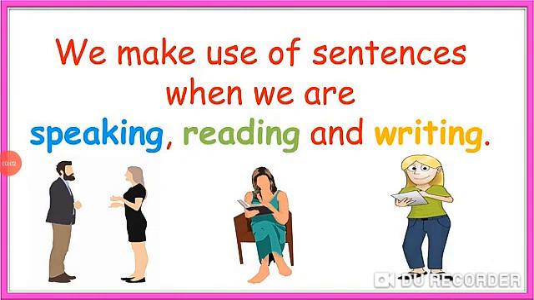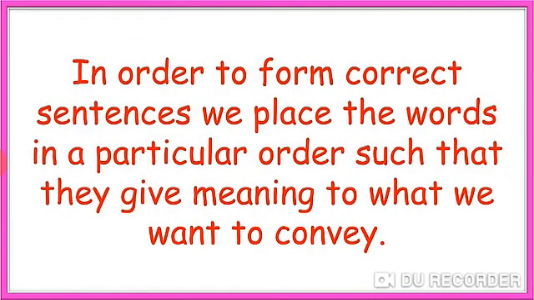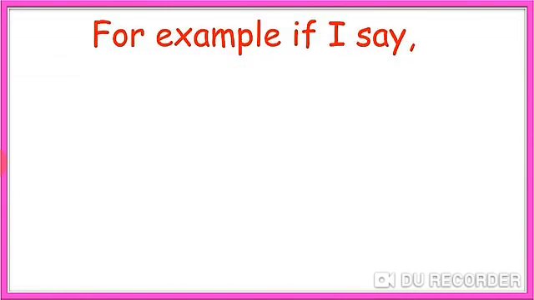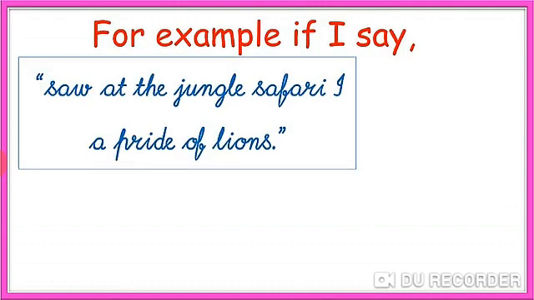We make use of sentences when we are speaking, reading, and writing. In order to form correct sentences, we place the words in a particular order such that they give meaning to what we want to convey. For example, if I say, "Saw at the jungle safari I a pride of lions." Now, this group of words does not make complete sense, so we cannot call this a sentence.